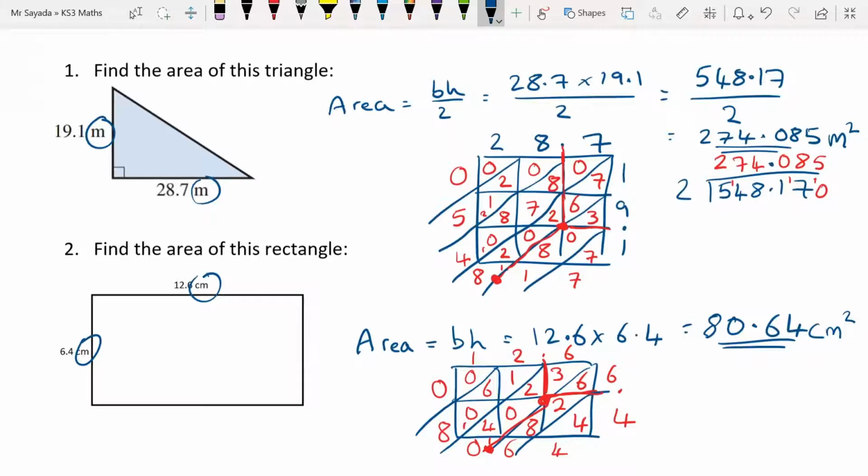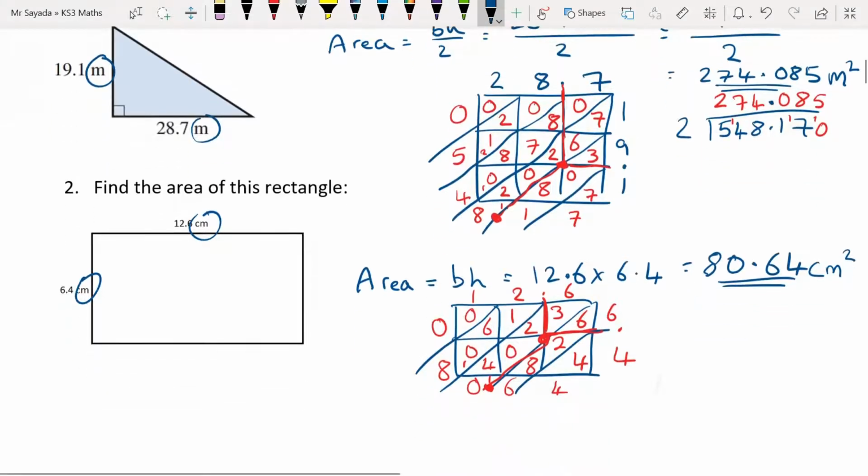Notice we're not using a calculator. We're not doing any rounding. We're literally following the area formulae and using Gelosia and the bus stop method, Gelosia for the multiplication, and the bus stop method for division. So let's move on to some compound shapes now.